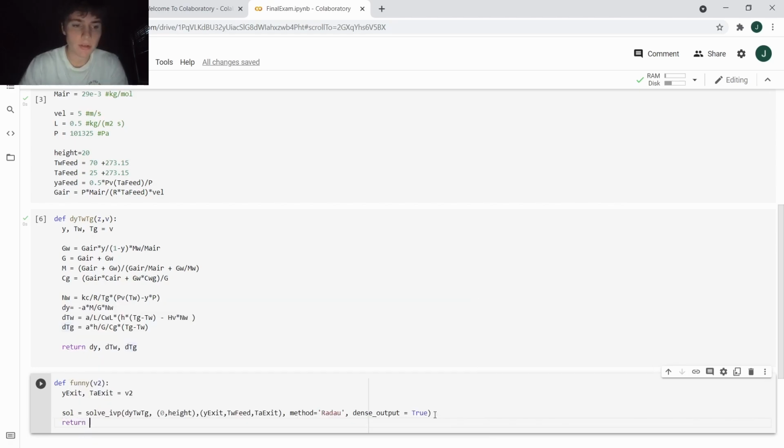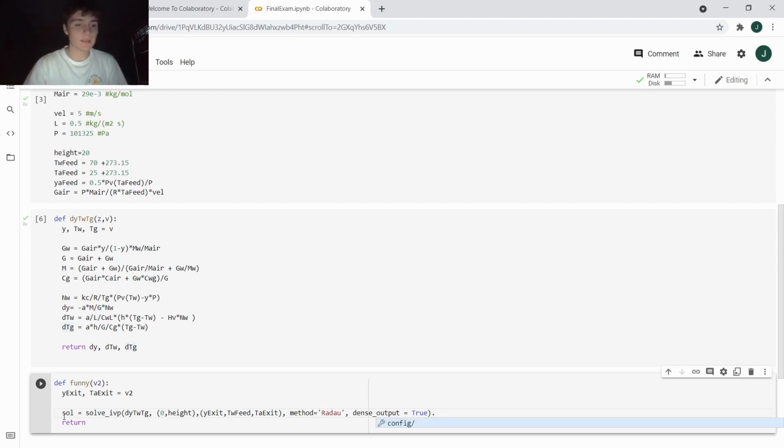And then what would we want to return? We want it to solve the differential equation at these exit conditions. And based on that solution, we're going to see what solution it came up with. We're going to see at z equals 0 what the mole fraction of the water vapor is and what the temperature of it is. And then we're going to take that and subtract it from what we know it is. And that way, when we do the root function, it will be finding the exit conditions that make it 0 at the other end.